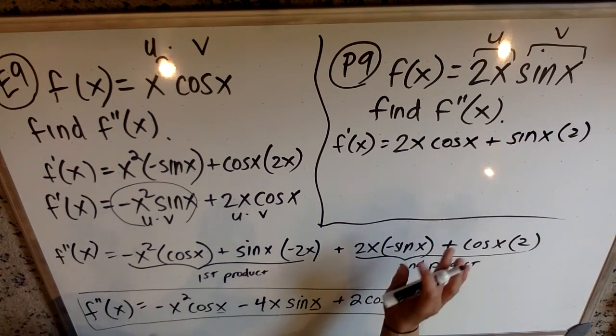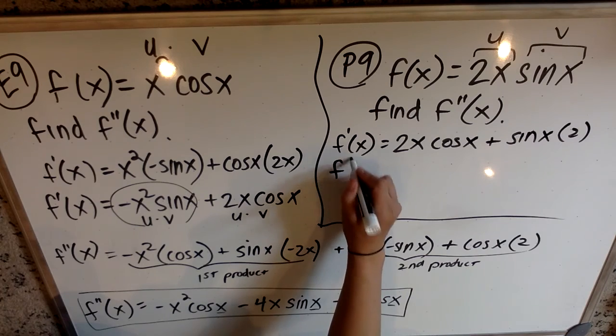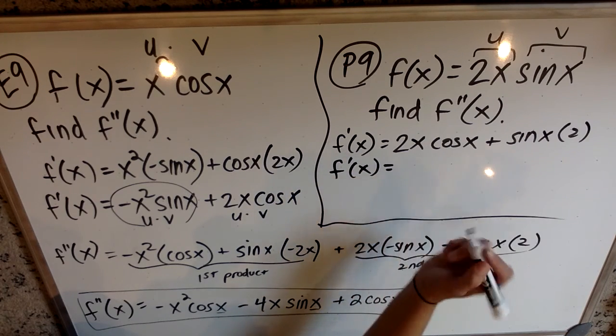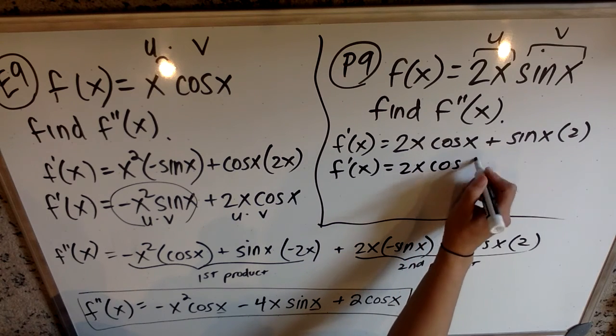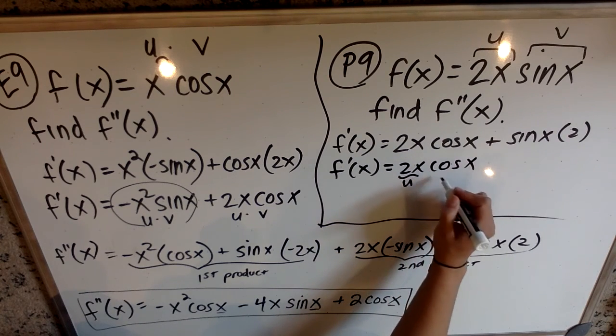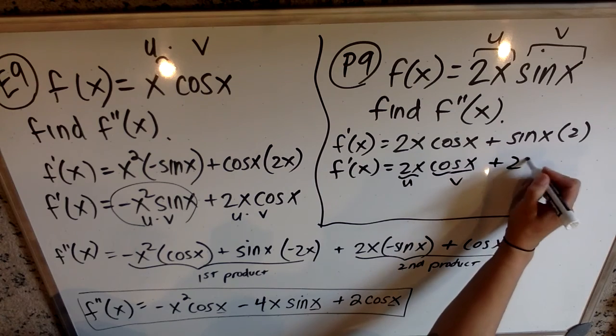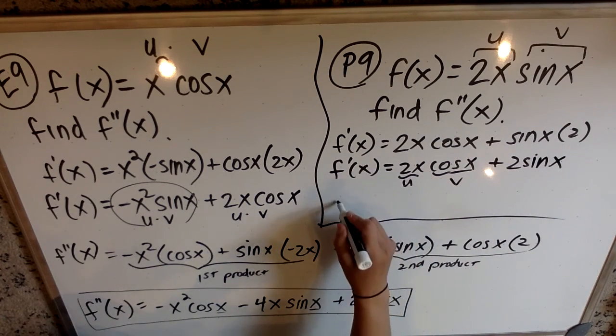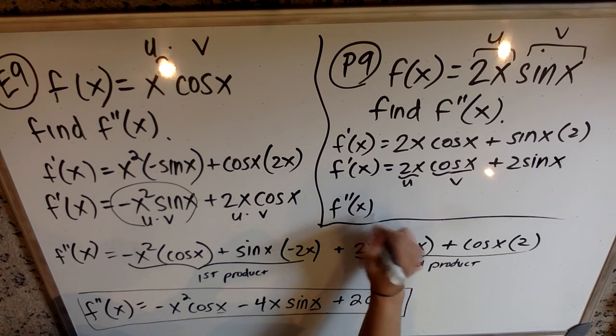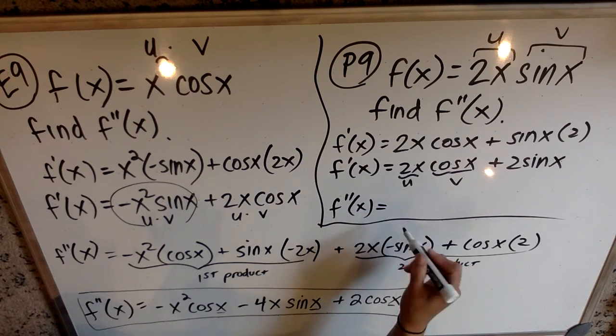Here's the reason this one's slightly easier. When I clean this up, I notice that the second term here is not a product. So I do have a product here, 2x cosine x, so that's going to have to be my u and my v. But this guy is thankfully not a product. It's just a 2 in front of a sine x. So I don't have to do a product rule there, which is why I mentioned that this one's a slightly easier problem. So my f double prime, I'm going to have to do a product rule.